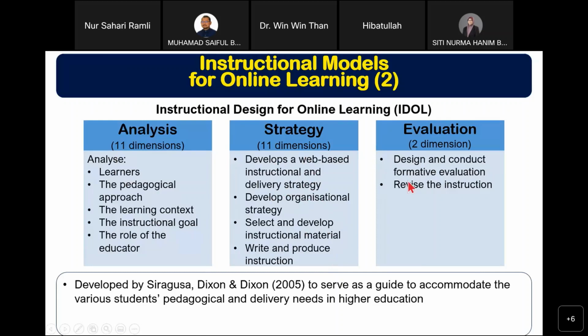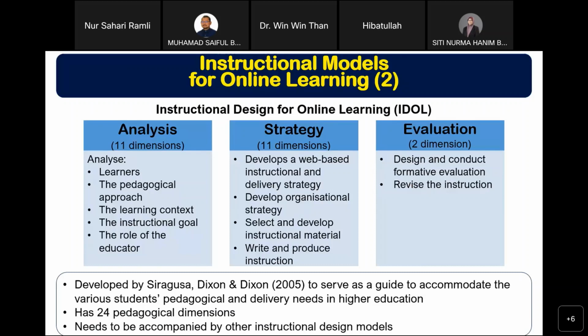And finally, the phase of evaluation only has 2 dimensions. Basically, it's to design and conduct formative evaluation, and then from the result of that evaluation, they should revise the instruction. So altogether, this model has 24 dimensions. However, the authors themselves have addressed the fact that this instructional model needs to be accompanied by other instructional design models, so it cannot be used on its own despite the extensive dimensions that have been considered.